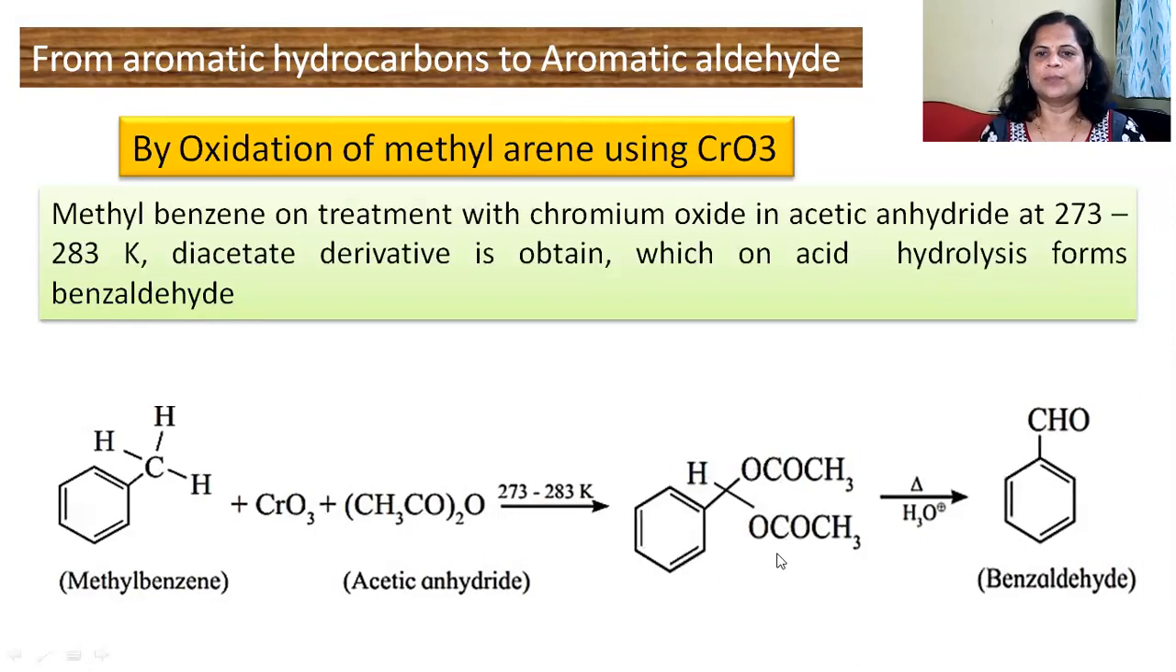And we get a complex compound having, on the carbon of the methyl group, the OCOCH3 groups and one hydrogen. To convert that complex structure into aldehyde, what do we require? Acid hydrolysis. After acid hydrolysis, this complex compound forms benzaldehyde. The anhydride part present in that complex is removed, and only the CHO group, the aldehyde group, remains on the phenyl ring. This is the formation of aromatic aldehyde using toluene.